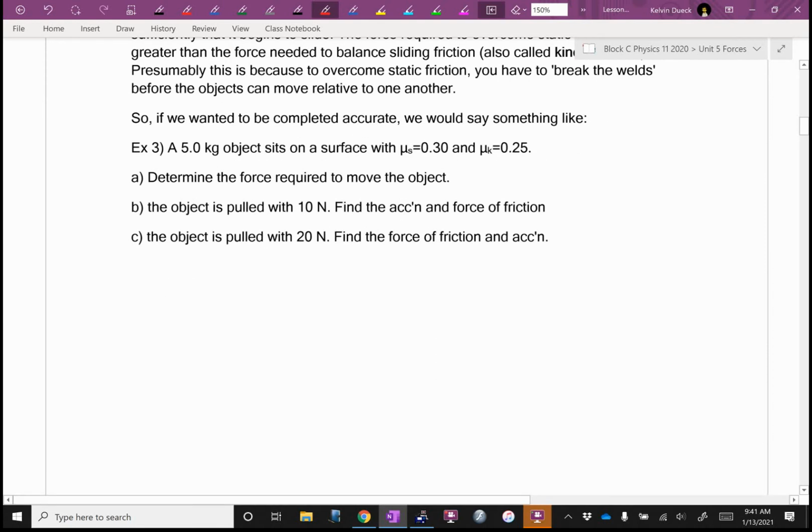So if I want it to be completely accurate, I would say something like this. A 5 kilogram object sits on a surface. Static friction, when it's at rest, has a coefficient of friction mu of 0.3. Kinetic friction, once it's moving, mu is only 0.25. Part A says determine the force required to move the object.